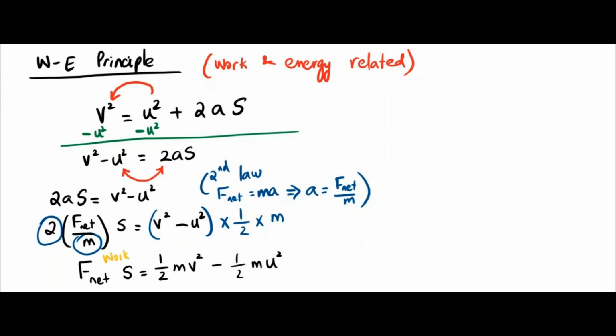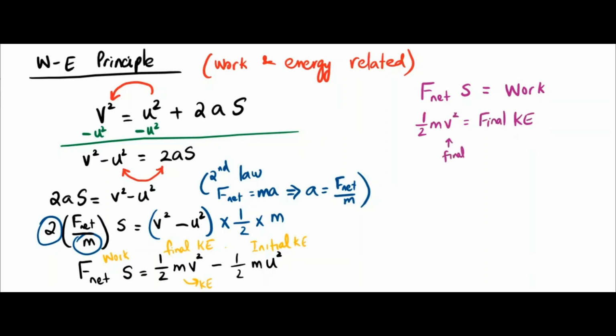And now I recognize that Fs is the work and half mv squared is the kinetic energy. Now if you remember, for kinematics, v is the final velocity, so that should give us the final kinetic energy, and u is the initial velocity, so that should give us the initial kinetic energy. Now let's rewrite these equations. F net times the displacement, which is the force responsible to displace the object, gives us the work done. Half mv squared is our final kinetic energy because v is the final velocity. Half mu squared is the initial kinetic energy.